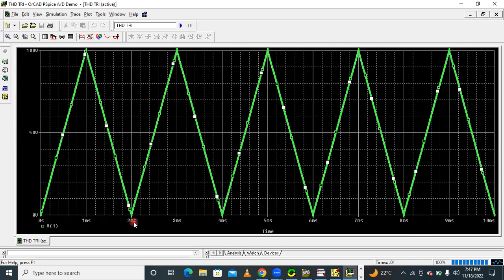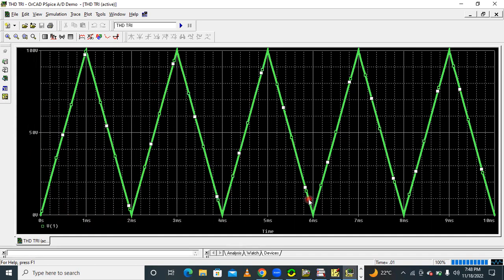And the pulse repetition is 2 milliseconds. Here also the pulse repeats again. After 2 milliseconds, the pulse repeats: 4 minus 2, 2 milliseconds. After 2 milliseconds, the pulse repeats. So this is the generation of the triangular waveform.